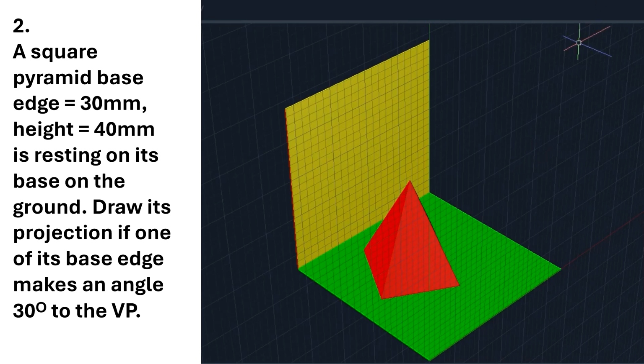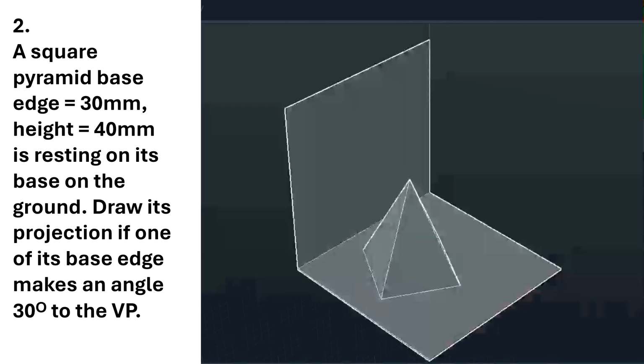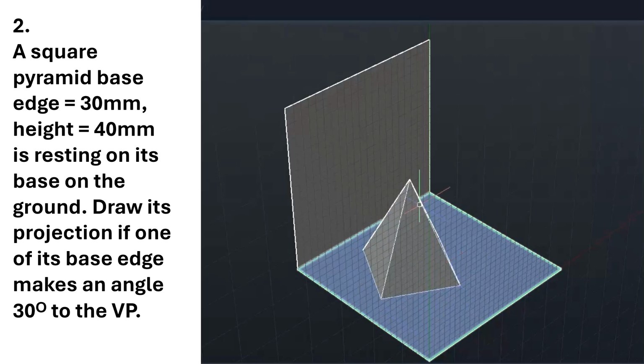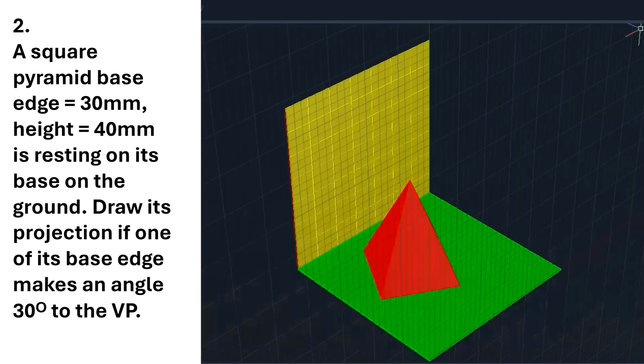If the shaded view is given, let us go to another type of view. So let me go to the other view. Now you can see the edges also, so you can easily locate the difference. Now these are the edges, and this edge is making a 30 degrees angle.